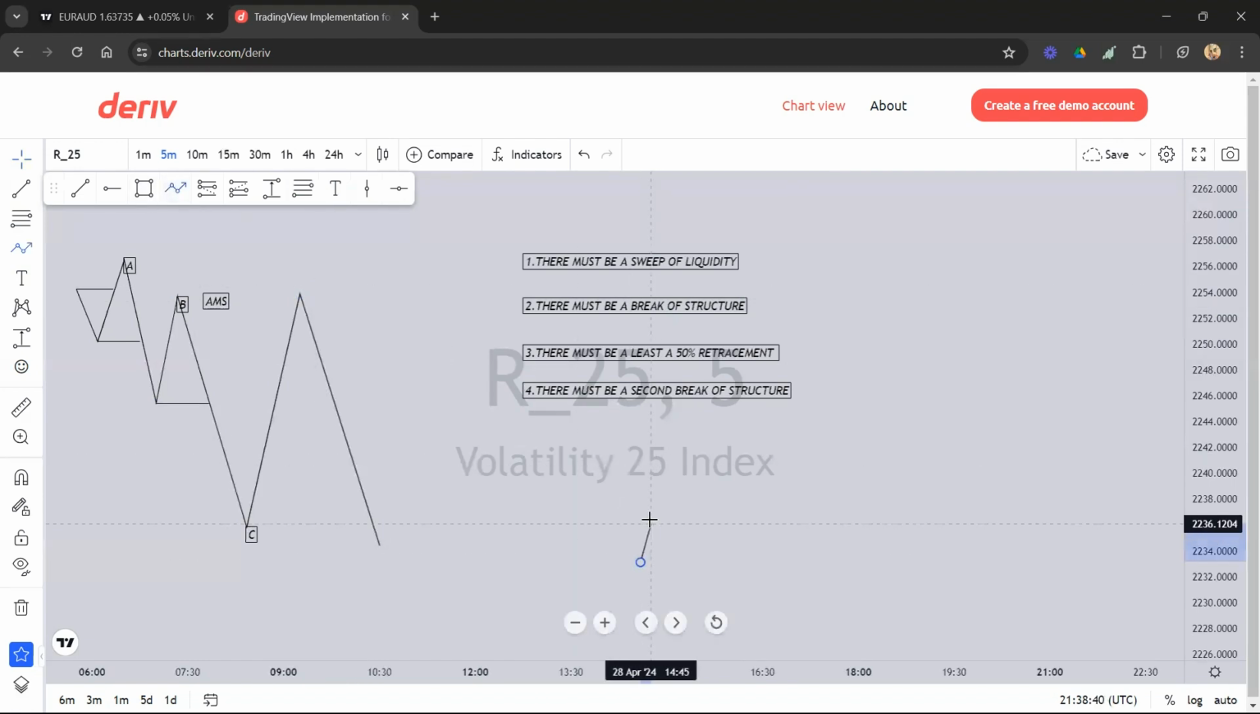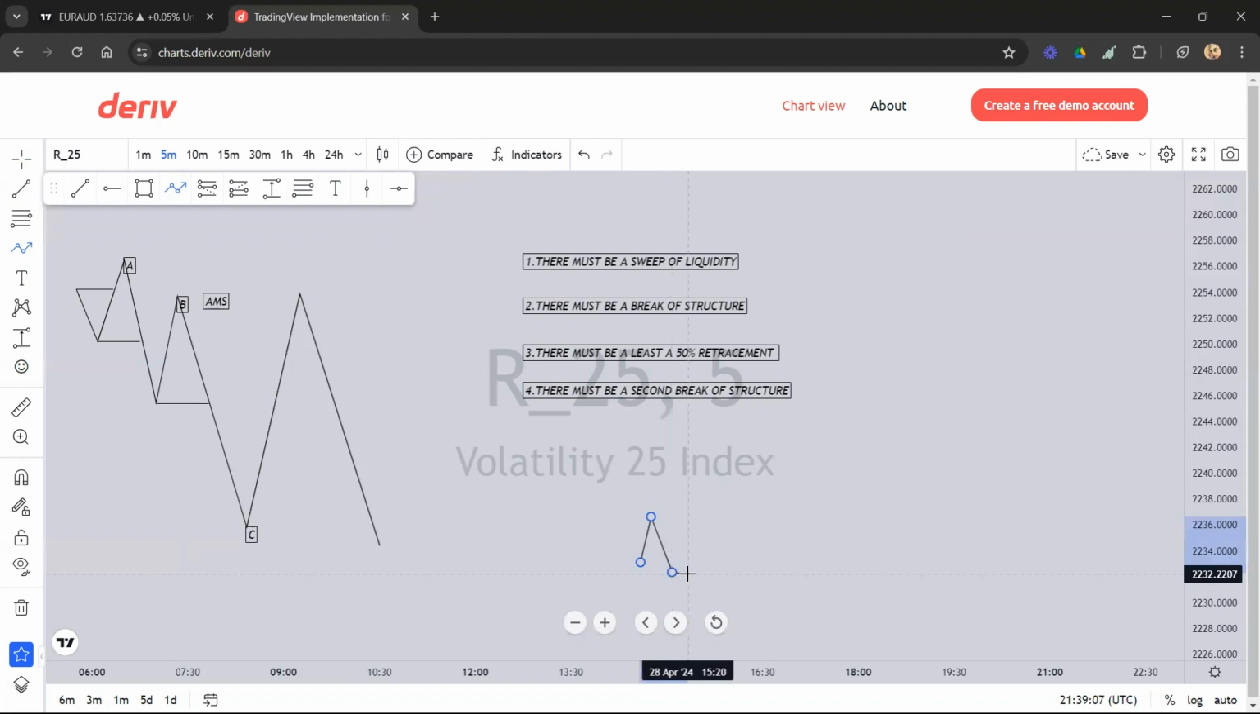So we have our move, right? What's the next move that's supposed to happen? A lower low. Price must come out to take out this low, right? Then what's next? Look at the rules there. Then it has to break the 50% retracement.